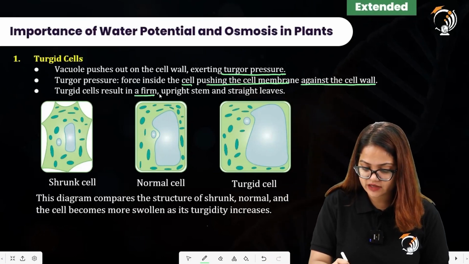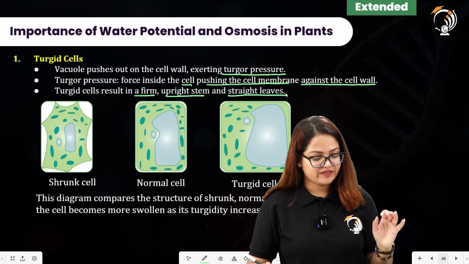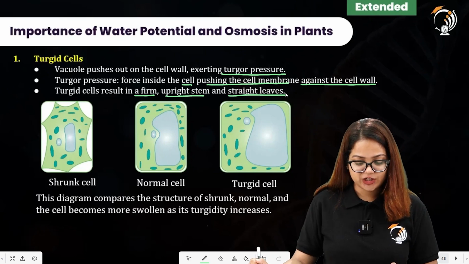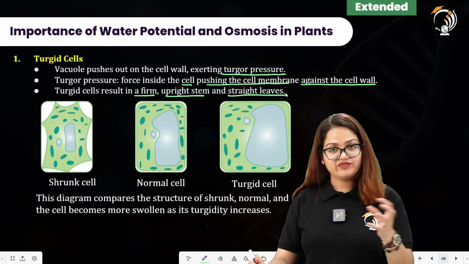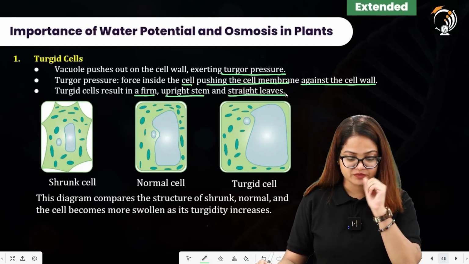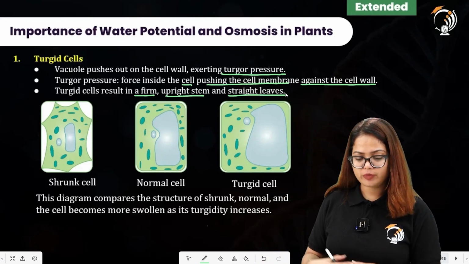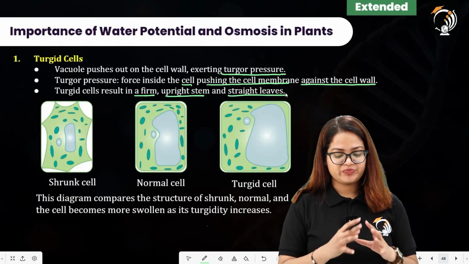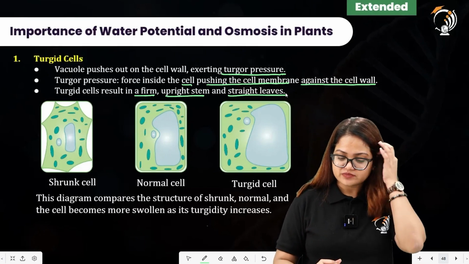Turgid cells result in a firm upright stem and straight leaves. So we have the shrunk cell here in the first diagram. The cytoplasm, or you can say the cell contents, is moving away from the cell wall. In the second diagram we have the normal cell that has the optimum amount of water in the vacuole, in the cell sap, and the shape is quite good in structure.